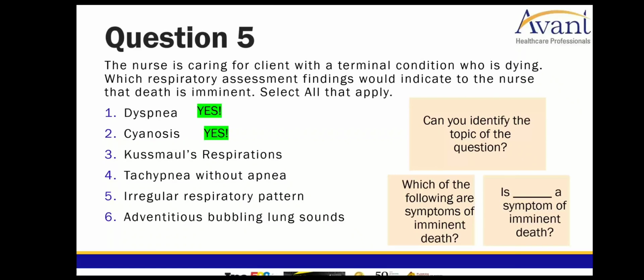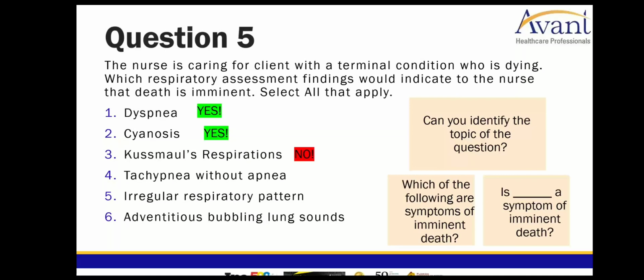To be able to answer this question, we need to start thinking about some of the terminology that we see here. Well, Kussmaul is when you get rapid, deep breathing. It's typically a symptom not of death, but of something we refer to as DKA. Yes, diabetic ketoacidosis is something more associated with Kussmaul's respiration. It's an attempt to get rid of all the hydrogen ion acidity that builds up with diabetic ketoacidosis, but it's not related to imminent death. So this would be a no.